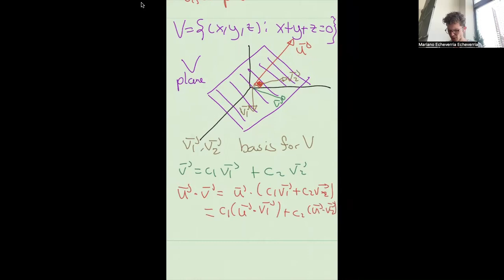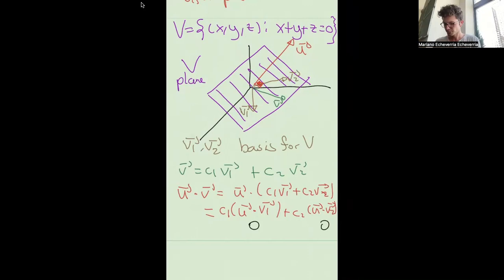Let me stop here to see if it makes sense what I'm saying up to this point. Is that okay? Any questions about this? So if you make U perpendicular to each of the basis vectors, V1 and V2, then that will make it automatically perpendicular to every other vector on the vector space. So that's in general how we will find the orthogonal complement. You just find a basis for V and then find the vectors that are perpendicular to every vector of that basis.